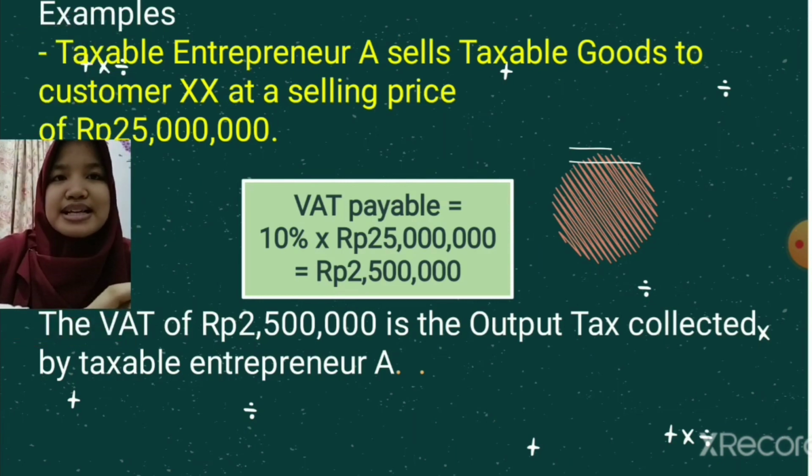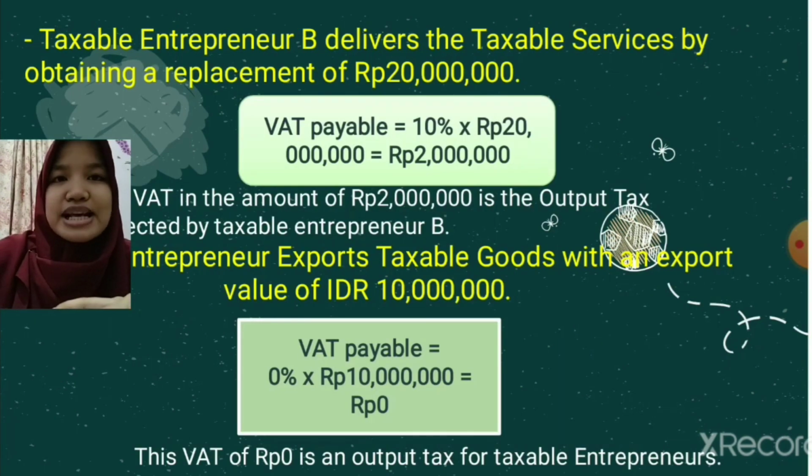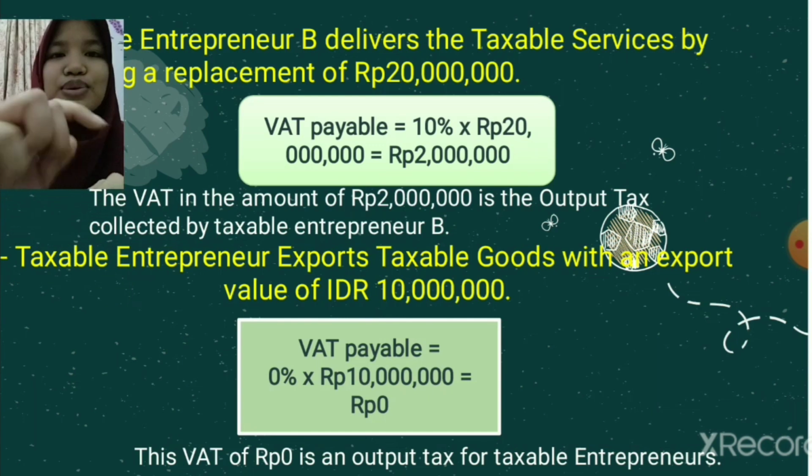Here, for example 1, taxable entrepreneur A sells taxable goods to a customer at a selling price of 25 million. So, like I said before, for VAT payable the tariff is 10%. So, 10% multiplied by 25 million. So, the VAT payable is 2,500,000. Next example, taxable entrepreneur B delivers taxable services by obtaining a replacement of 20 million. Like I said before, JKP is a 10% tariff. So, 10% multiplied by 20 million. We get 2 million.